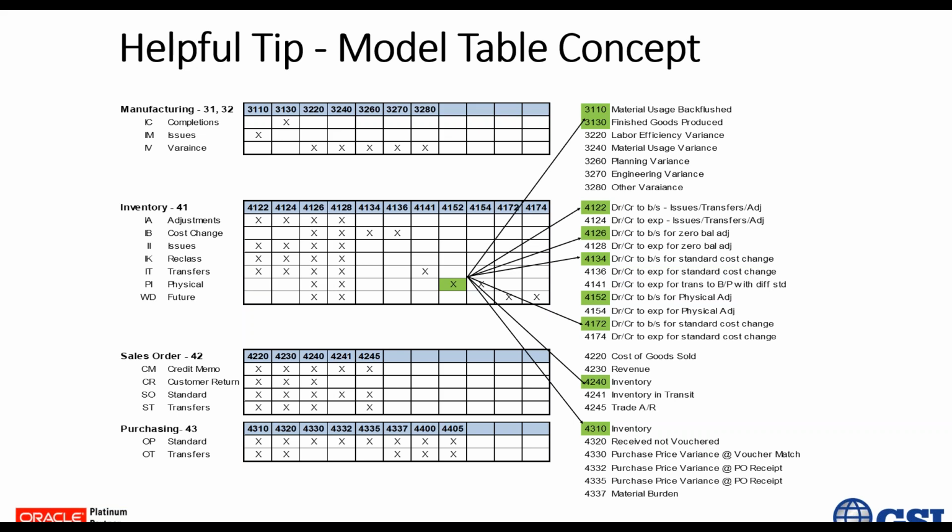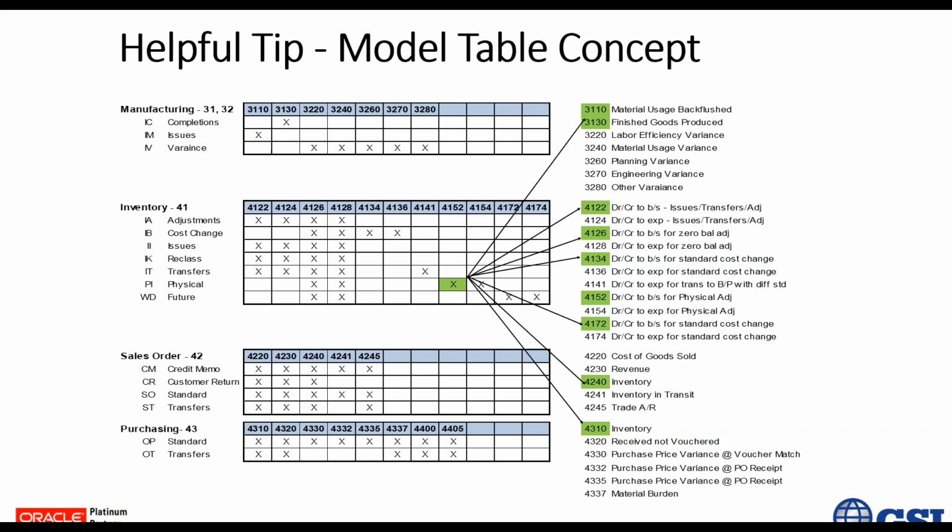If we look at this, we can see the four divisions here: manufacturing, inventory, sales, and purchasing. Those are the four main modules that impact inventory. We can see manufacturing, system codes 31 and 32, inventory 41, sales 42, purchasing 43. Although these are not all the DMAAI tables for each of these modules, they represent the vast majority of them, and certainly the ones used most frequently.